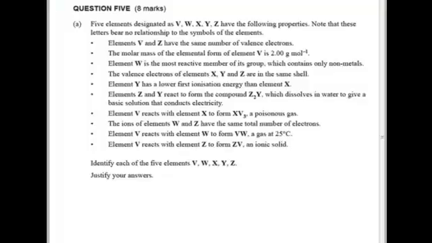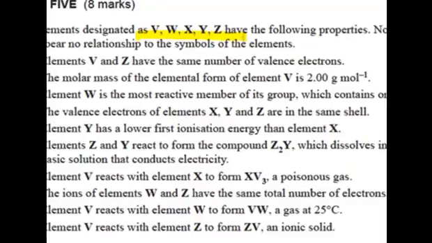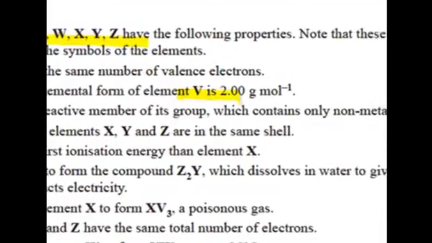Now this one's almost like a puzzle to try and figure out. We've got 5 elements, and we're going to try and, with our understanding of chemistry, figure out what they are. Now some of them are very easy. For instance, as soon as you look at V and it says it's got a molar mass of 2 grams per mole, there's only one element which has that as a molar mass, and that's hydrogen.